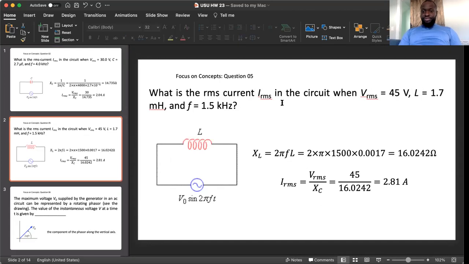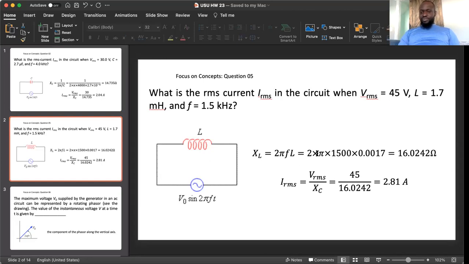It's the same RMS current. We are given VRMS, but now it's an inductive circuit. So I have L, the inductance. So the inductive reactance, sorry, the inductive reactance. XL is 2 pi FL. For the capacitance, it's 1 over 2 pi FC.